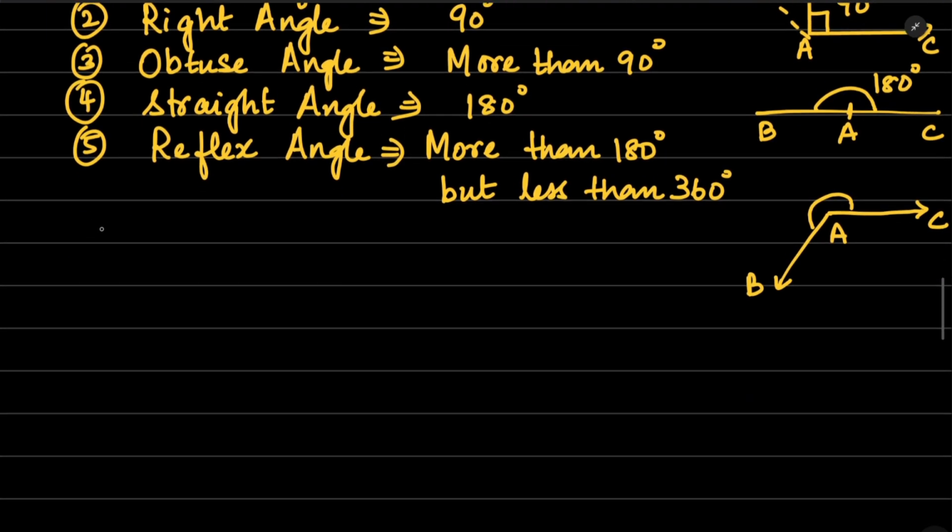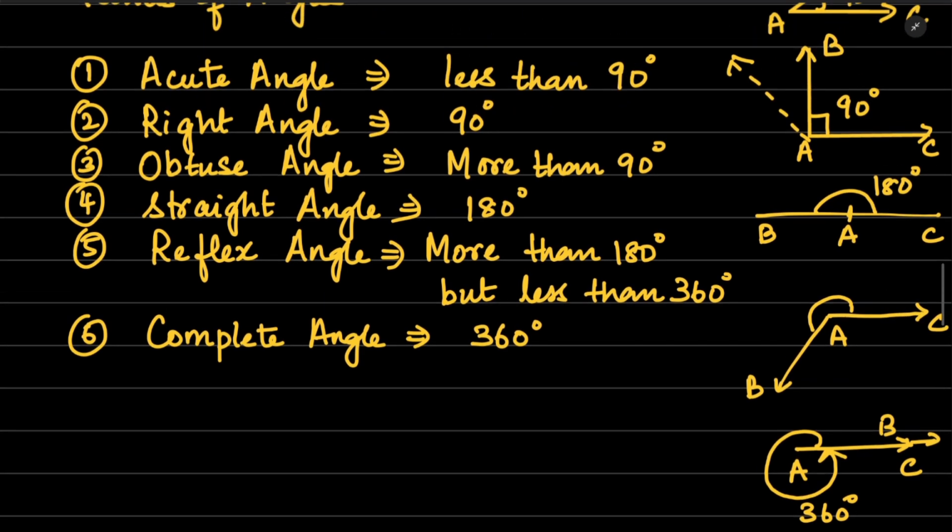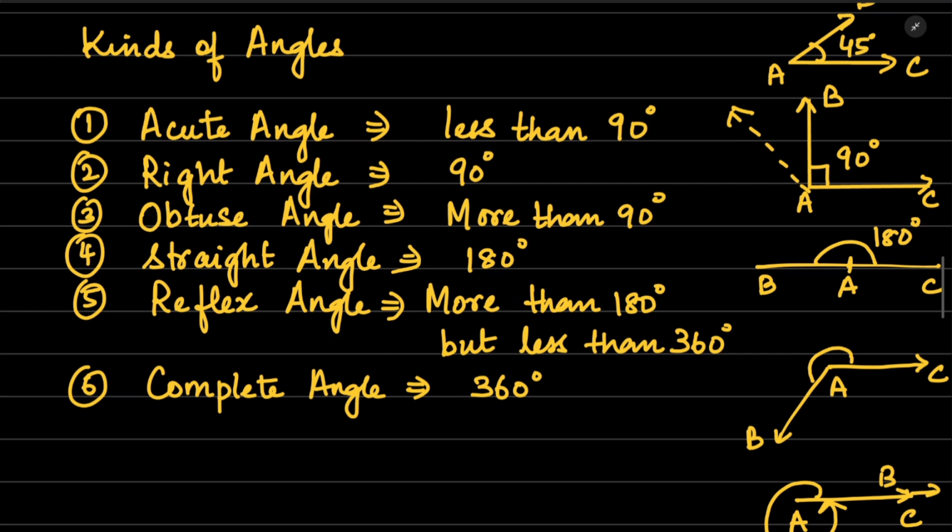And the last one is called a complete angle, which is equal to 360 degrees. So you have A, C, and then you also have B here. This is a complete angle, which is 360 degrees. One complete angle. The angle around a point is always 360 degrees. So these are the different kinds of angles that you should remember.